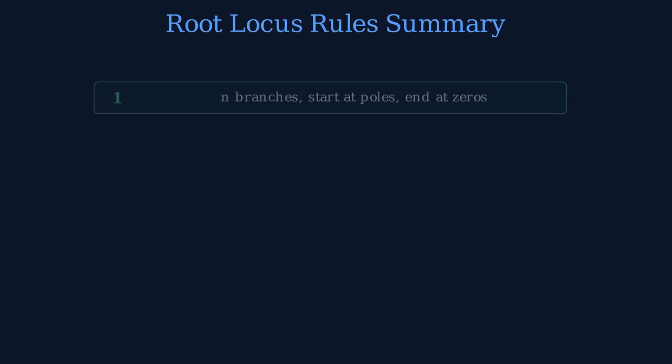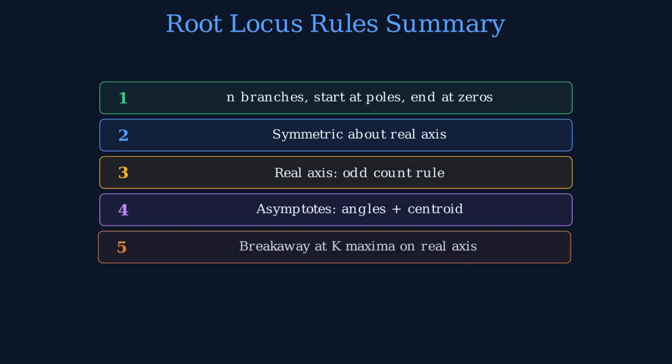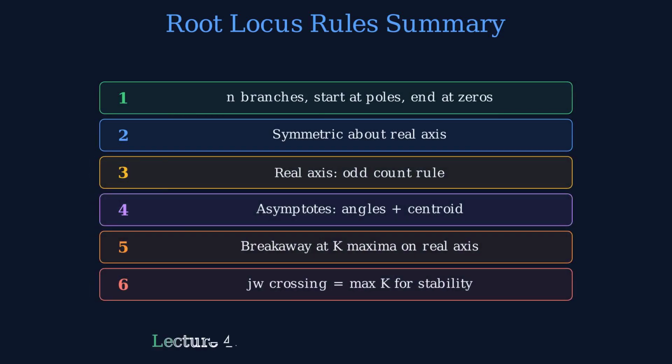Let us summarize the root locus rules. Branches start at poles and end at zeros. The locus is symmetric about the real axis. Real axis segments follow the odd count rule. Asymptotes have specific angles and a centroid. Breakaway points occur at gain maxima on the real axis. And the locus tells us the maximum gain for stability.